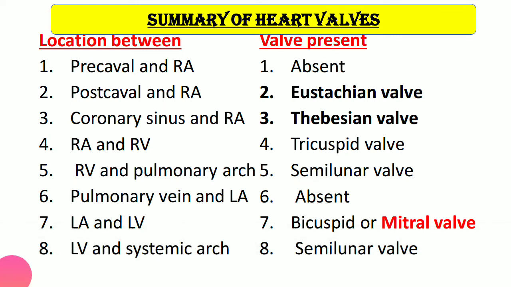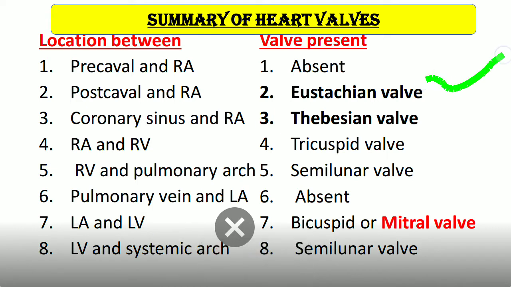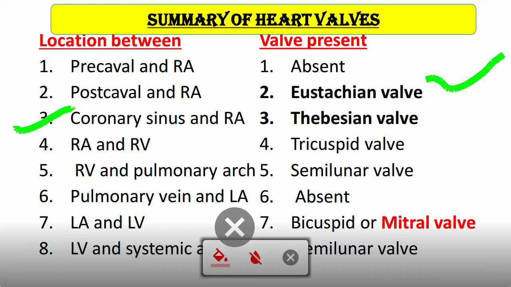Apart from that, the valves are seen in the postcaval and the right atrium. Postcaval means the inferior vena cava. So this is very important. Eustachian valve is a word you should know. If they ask you where the Eustachian valve is present, it is present in between the inferior vena cava and the right atrium. And the Thebesian valve is present in between the coronary sinus and the right atrium.